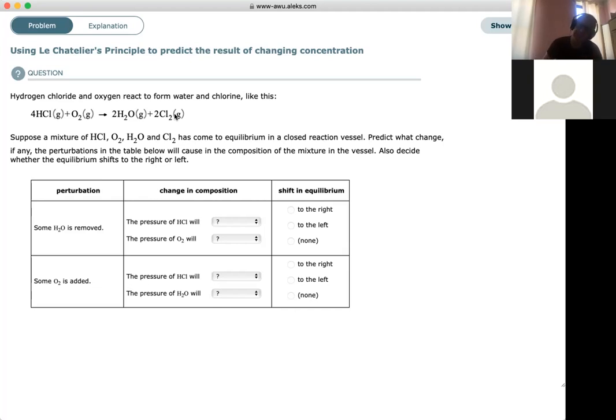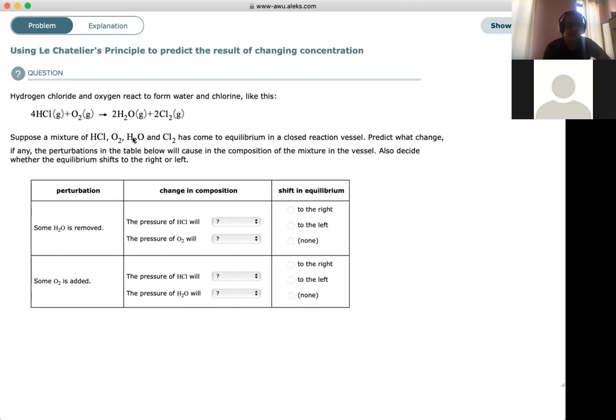Remember, rate is equal to k times the concentration or pressure of the reactants multiplied together. So if I add more O2, that's going to make the reaction go faster in the forward direction. The result is you'll start building up more H2O and more Cl2. So HCl, here's HCl, that's going to go down.